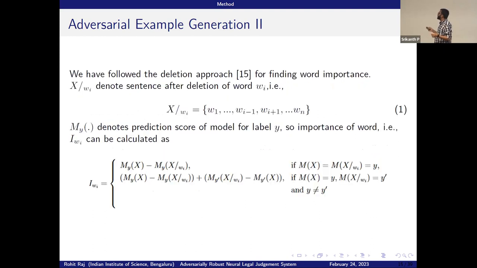which I will explain later. So for finding the importance of a word, there are several mechanisms, but we are using a deletion-based approach. The deletion-based approach is like this: at each time instance, we delete a word from the sentence and we try to find the difference between the prediction before the deletion and after the deletion. This will give us the importance score of that word.